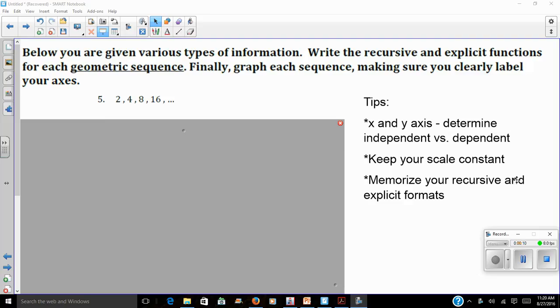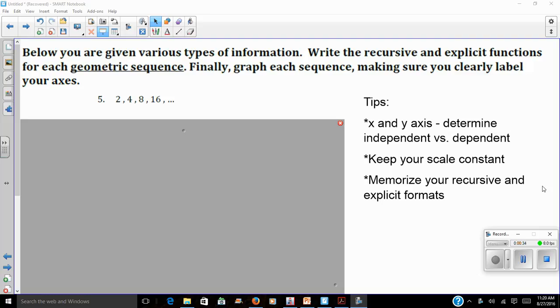This is task 1.5, and this is part of your set homework assignment. In this assignment, you are being asked to find some recursive and explicit formulas for a geometric sequence, and this is one of the first formal opportunities that we have to do this. So let's tackle problem number 5 together.